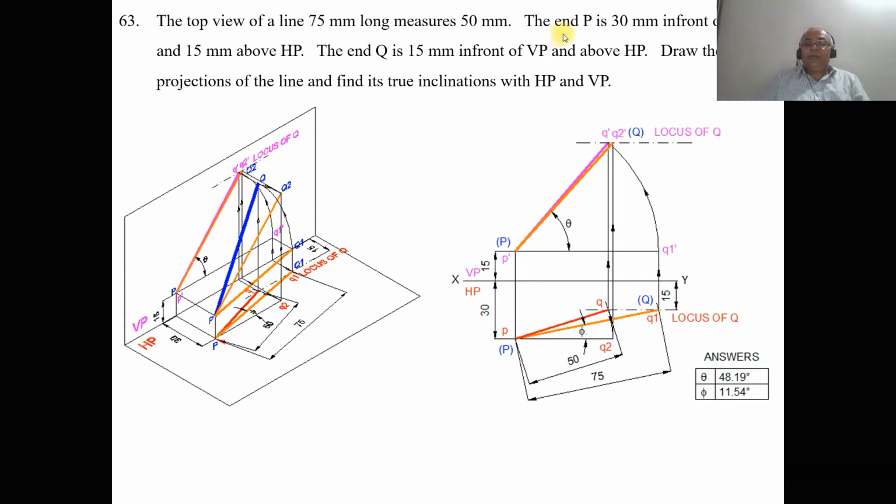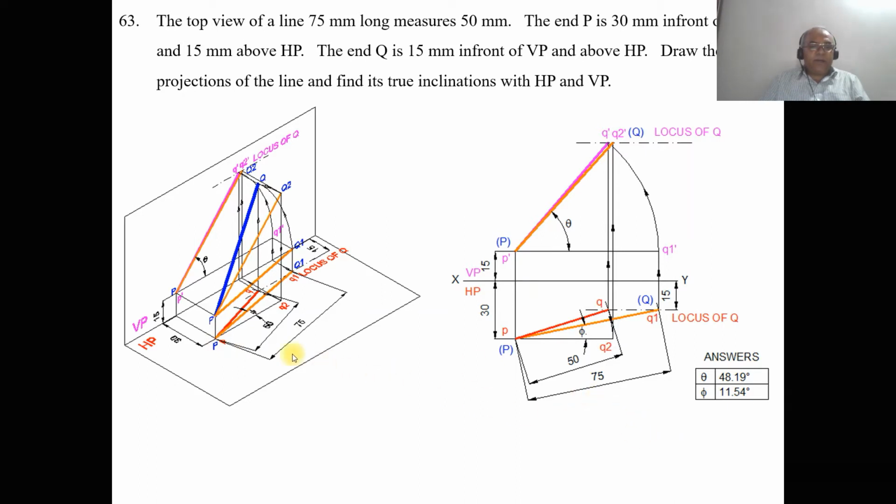So here, first we are going to consider the end P, which is 30 mm in front of VP and 15 mm above HP. When you look from the top view, we can see the distance of P, which is 30 mm in front of VP. When you are looking from the top view, it is projected onto the horizontal plane, and you mark this point as capital P and small p here.